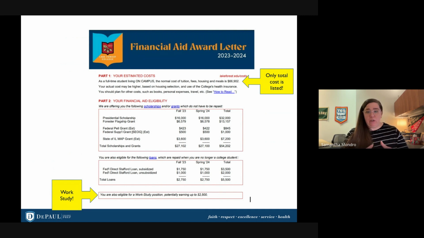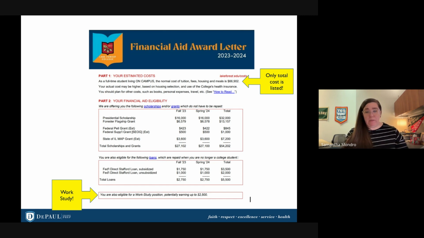One other thing I think we should bring up is that the second line of this award letter is talking about the college's health insurance costs. That is sometimes an important factor to consider. Most students who carry private health insurance will be able to opt out of the college's health insurance. Every school has a different process for that. Some colleges, you have to opt out by proving your insurance by uploading it to a portal. And some say, well, we're going to keep you in unless you opt out.